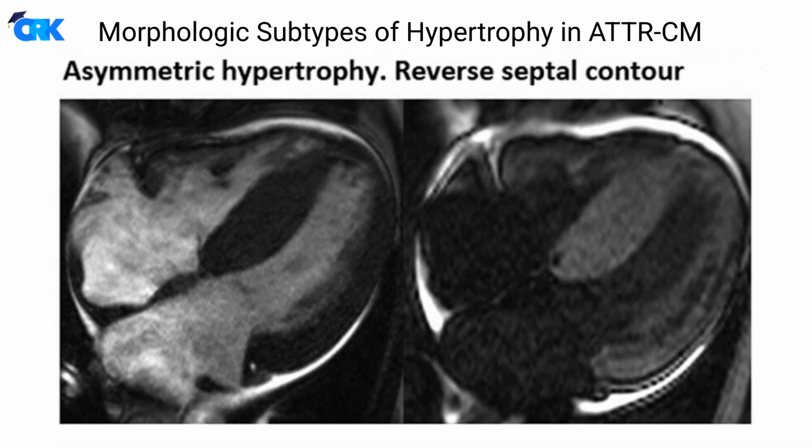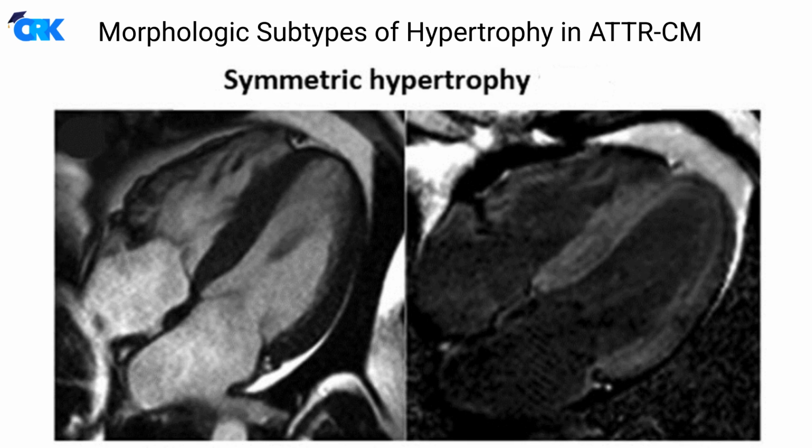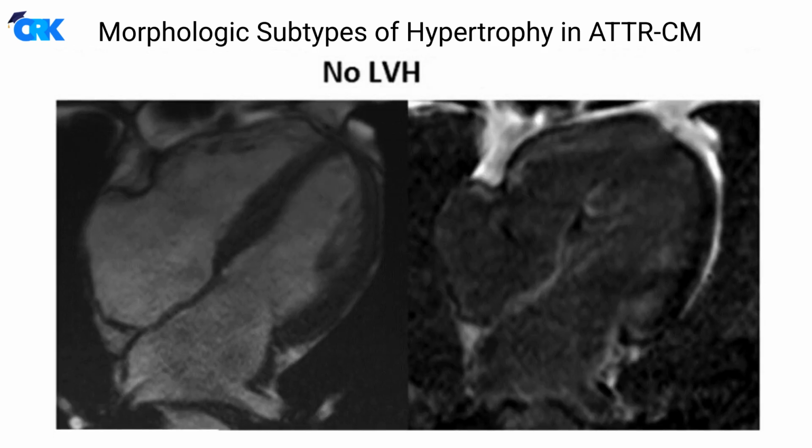Just below that is another form of asymmetric thickening, this time with a reverse septal contour, often mistaken for hypertrophic cardiomyopathy. Top right shows the classic symmetric concentric hypertrophy, which is still encountered but less frequently. And finally, bottom right, we see a case with no left ventricular hypertrophy, but subendocardial changes are still evident on tissue characterization.